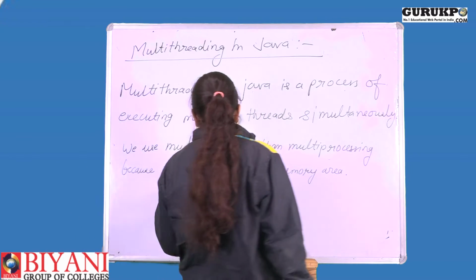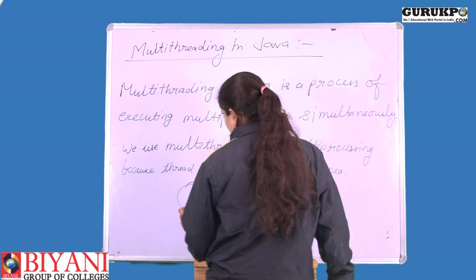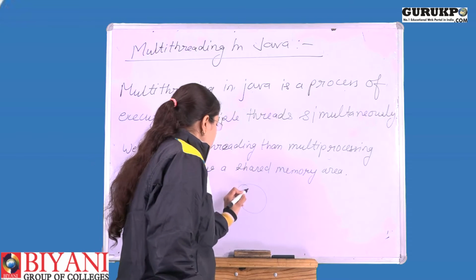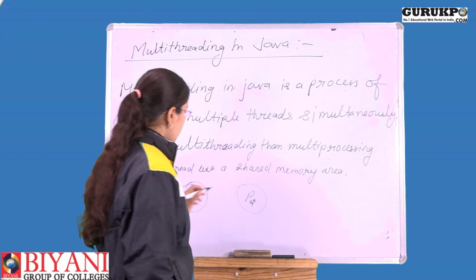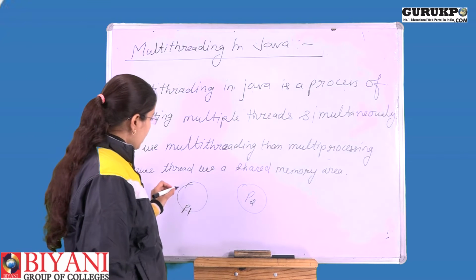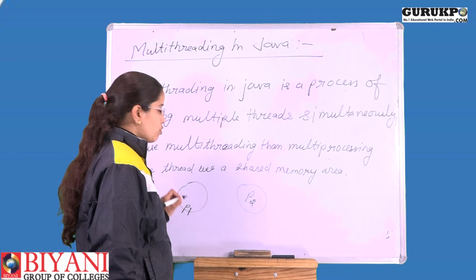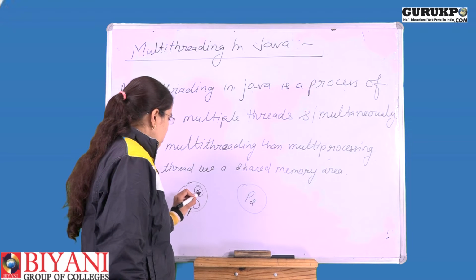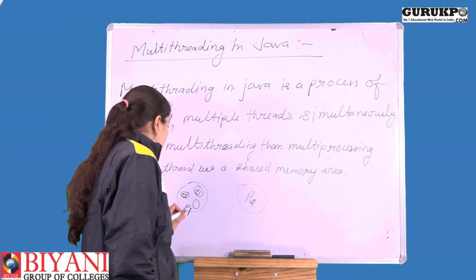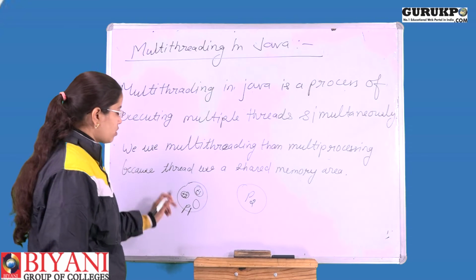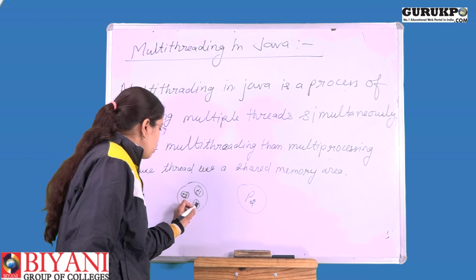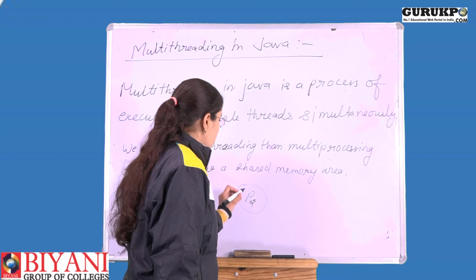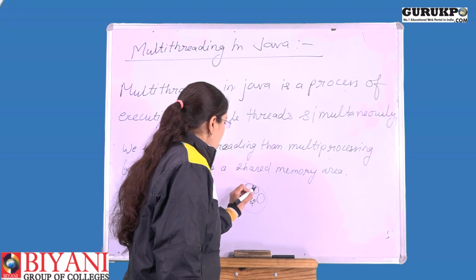For example, here we are discussing a process P1 and this is a process P2. These are individual processes. When we divide a complete process into small blocks, then each block is called a thread. For example, we are distributing the P1 process into 3 threads T1, T2 and T3, and the P2 process can be distributed into 2 threads T1 and T2.